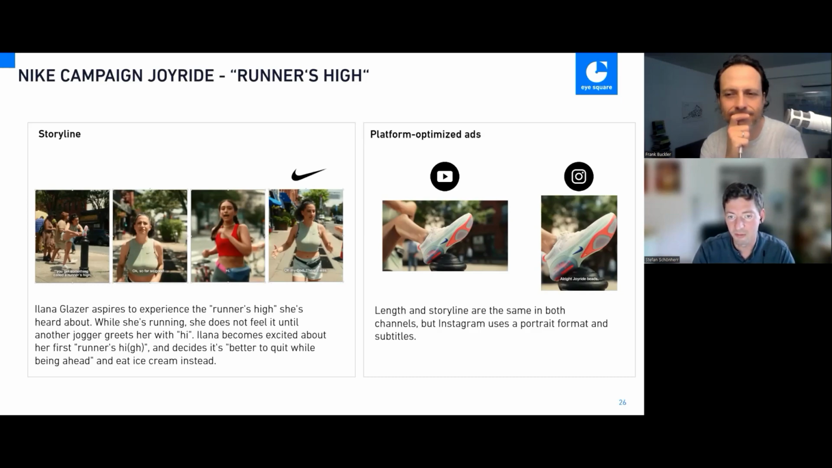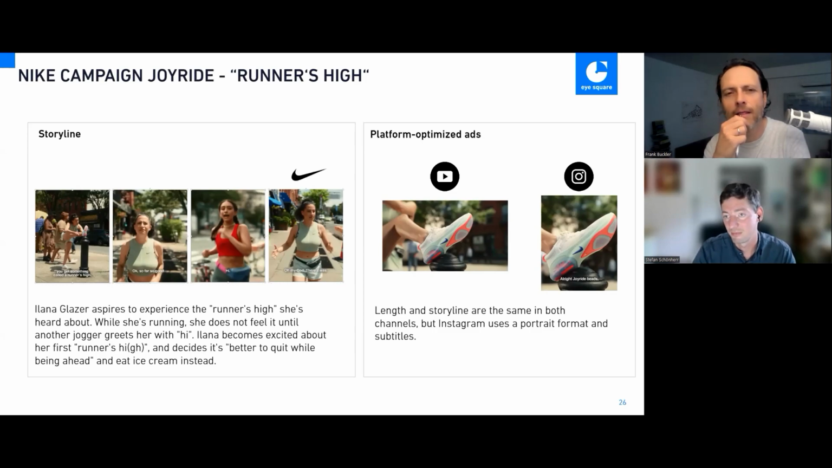And of course they optimized these ads for different platforms. On YouTube, it was a wide format. On Instagram, because it's mostly mobile only, it was the vertical format. And they anticipated that on Instagram the sound will not always be on, so they also put text on the video to make sure everyone gets the message even though the sound is not on.